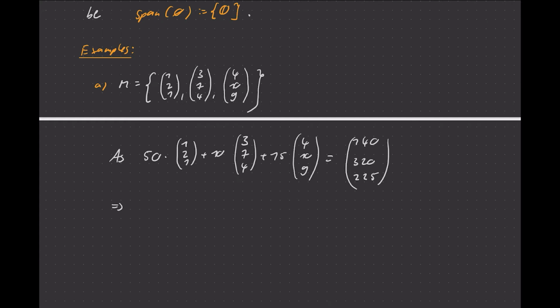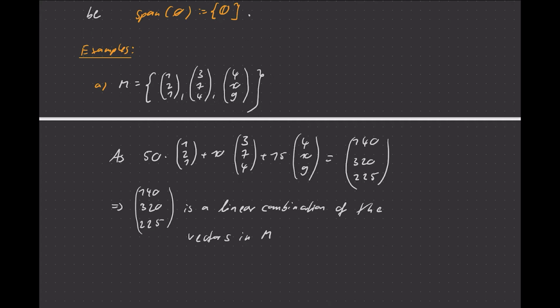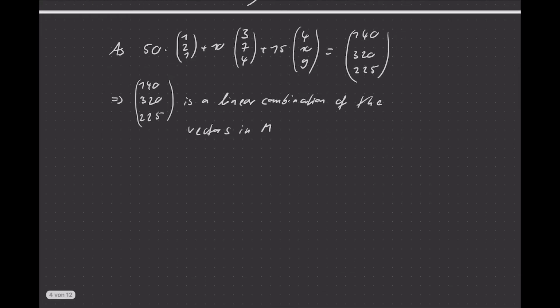What we can see from that is that this right-hand side is, of course, a linear combination of the vectors on the left. So in our new vocabulary, this vector (140, 320, 225) is a linear combination of the vectors in M. Or we could also rephrase this as saying this vector (140, 320, 225) is contained in the span of M, because it can be represented as a linear combination of finitely many vectors in M.